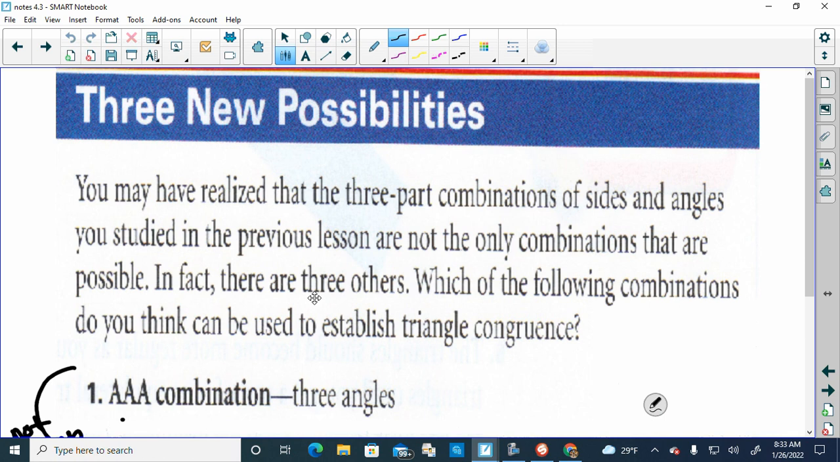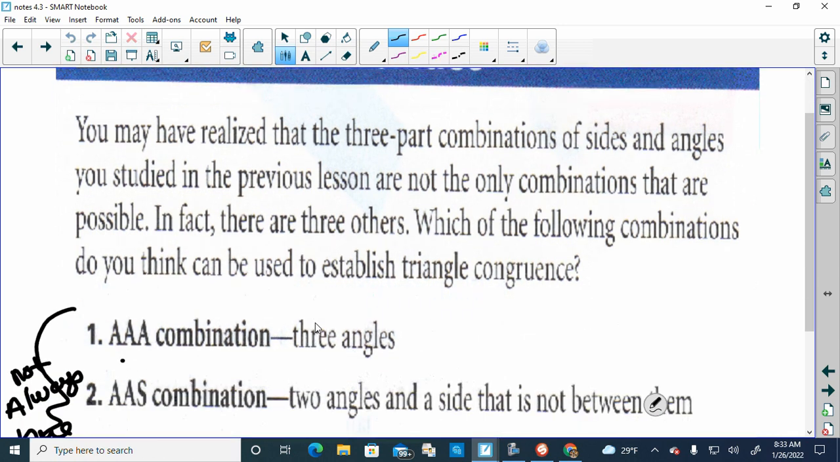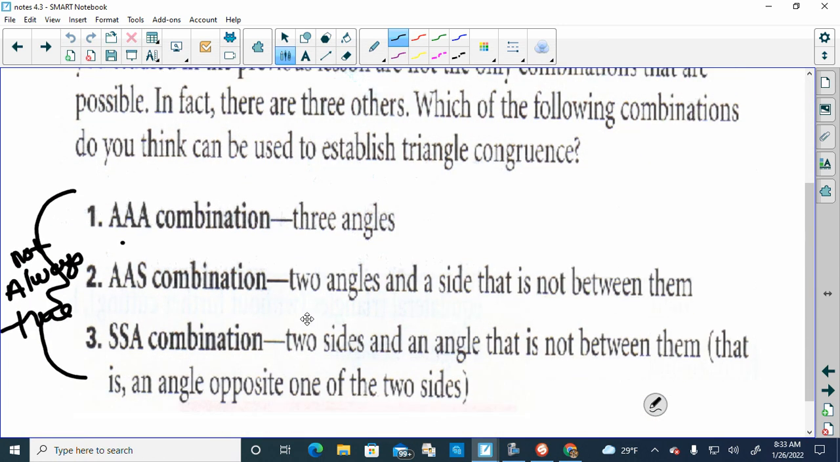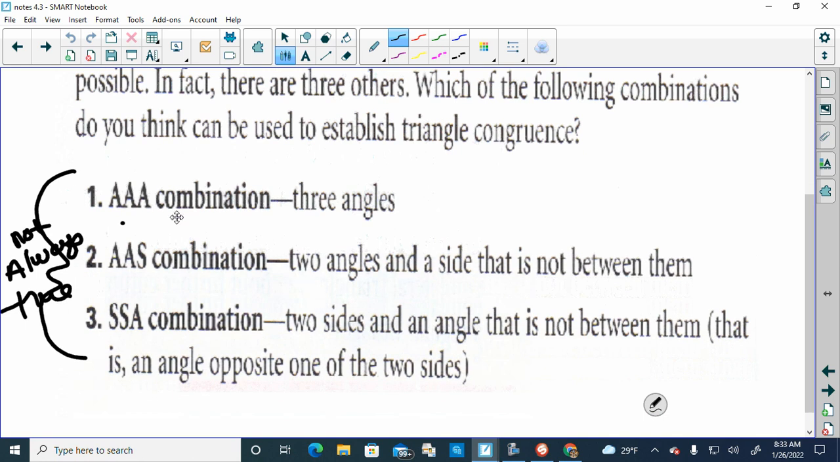Okay, so number 5 on your notes. You were told to write this. So if you didn't get this written down, make sure you have those 3. So AAA, so A stands for angles. You don't have to write the word combination, but write AAA, which means there's 3 angles. AAS means that there's 2 angles and a side that is not between, because notice that the side is not between the 2 angles. It's on the outside.